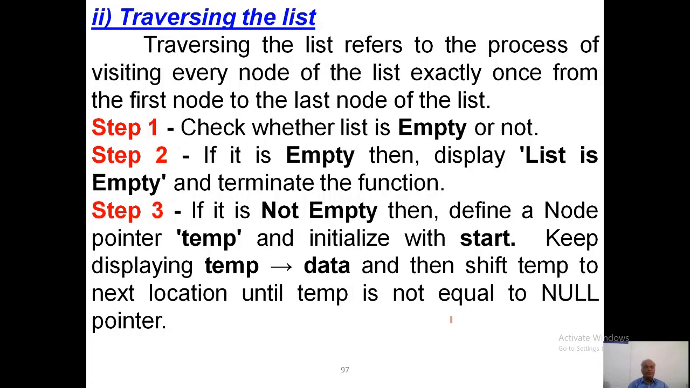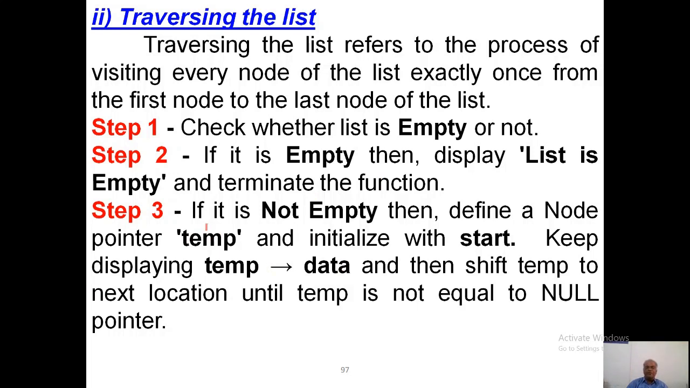Traversing the list refers to the process of visiting every node exactly once. So for visiting a node, how can it be visited? Step 1: first check whether the list is empty or not. If the list is empty, it is not at all possible to visit a node. Step 2: if it is empty, then report that the list is empty.